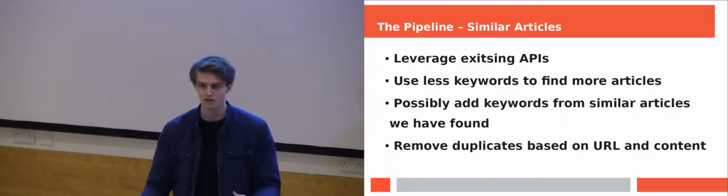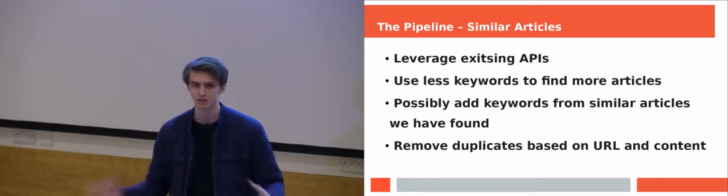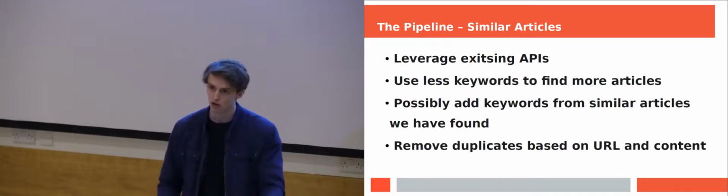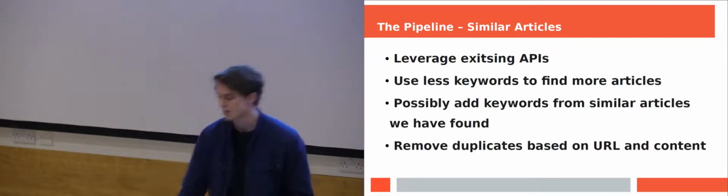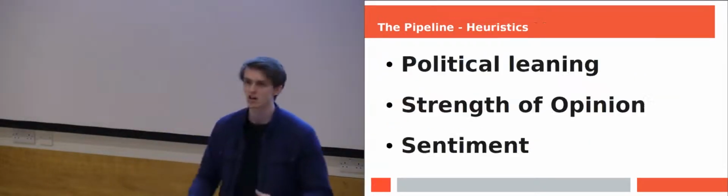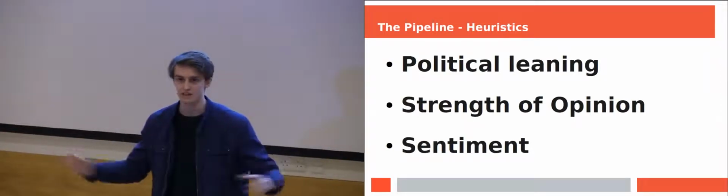If we don't have enough articles, we reduce the number of keywords we use to expand our search, and maybe even add some more keywords from articles that we've already found in order to make sure that we have 10 to 15. This gives enough articles that we can identify a range of views.